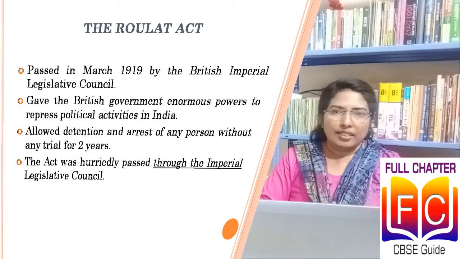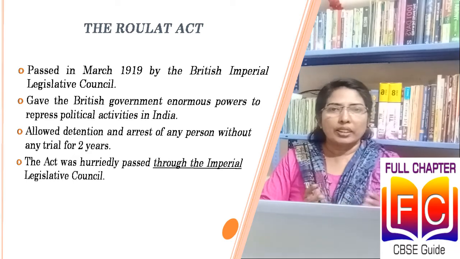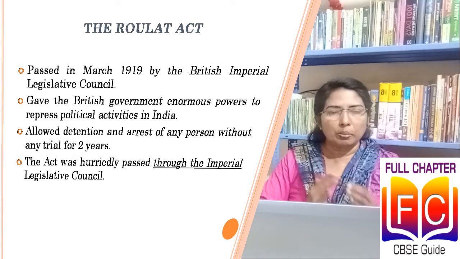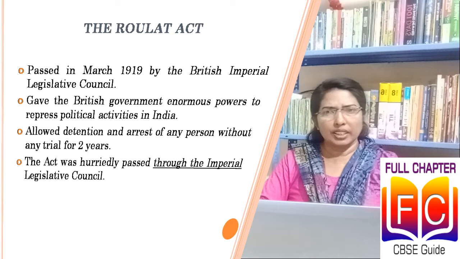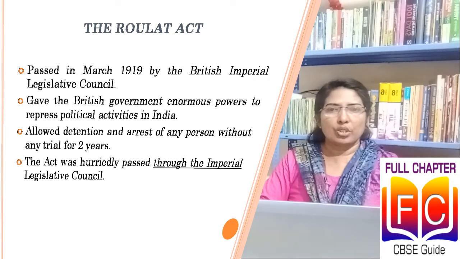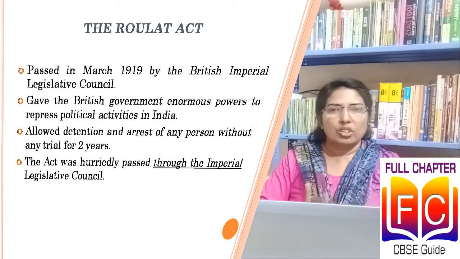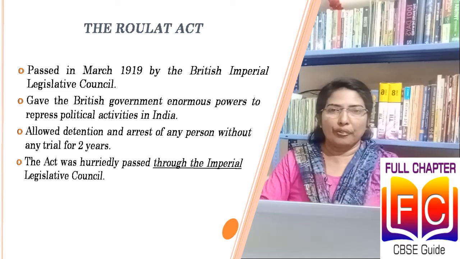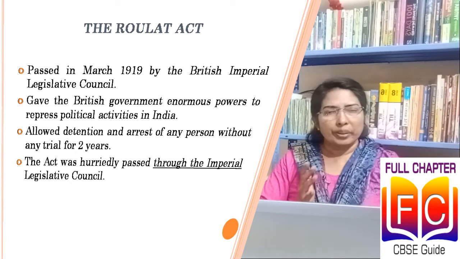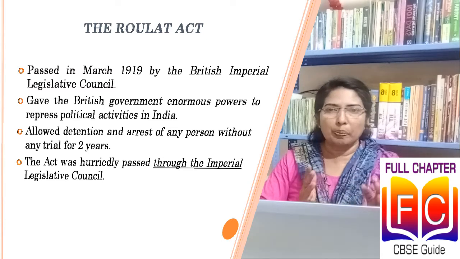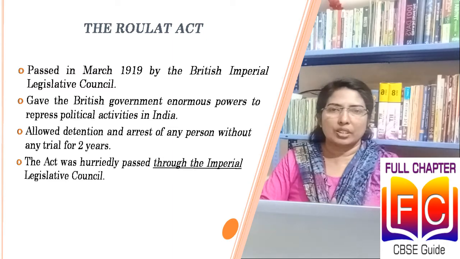Rowlatt Act was passed in March 1919 by the British Imperial Legislative Council. The Rowlatt Act gave the British government enormous power to repress political activities in India. It allowed detention and arrest of any person without any trial for 2 years. This was an unjust and oppressive law for Indians. Though it was completely opposed by Indian members, the act was hurriedly passed through the Imperial Legislative Council.